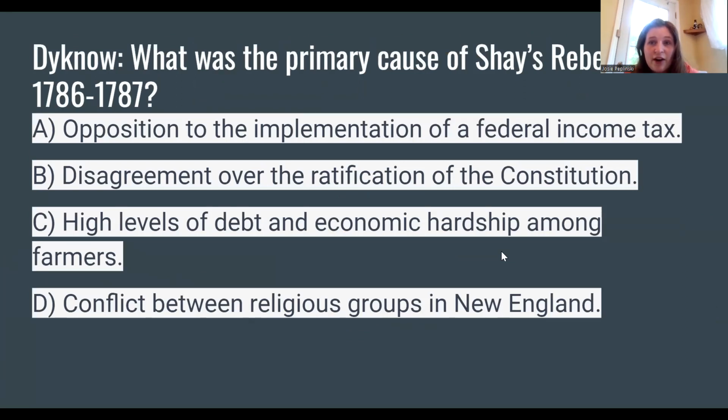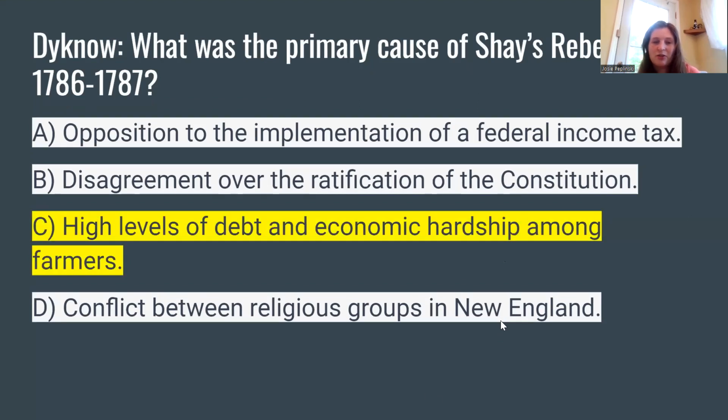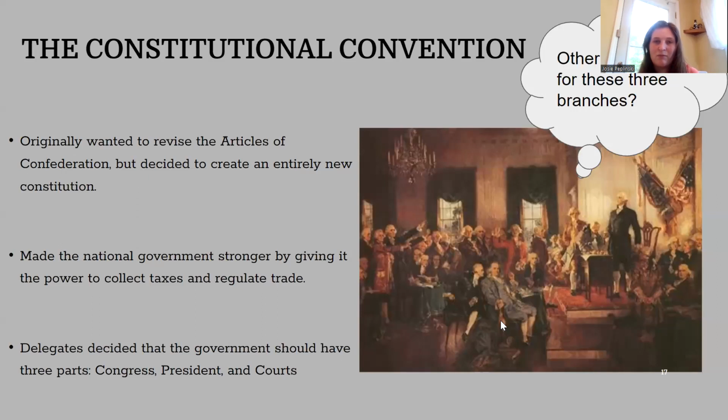What was the primary cause of Shays' Rebellion in 1786 to 1787? Take a moment to pause and make a guess if you would like to practice this question at home. And if you are in person with me, I'll have played a video on this, so you'll have a little bit more background as well. Your answer should be C. High levels of debt and economic hardship among farmers is one of the main causes of Shays' Rebellion.